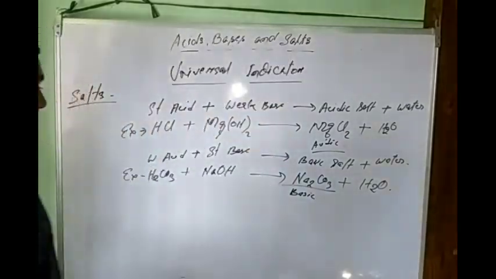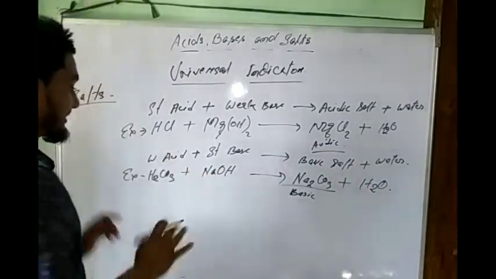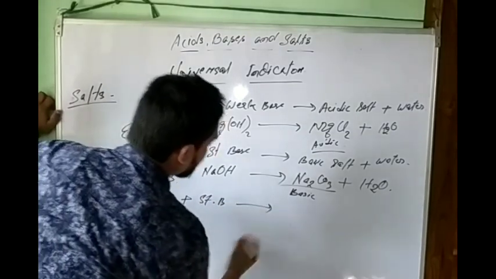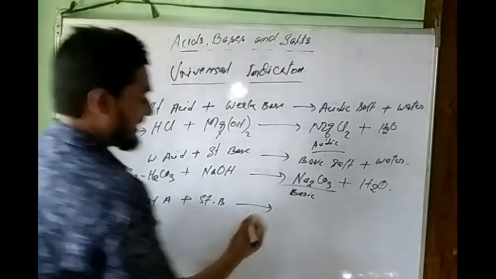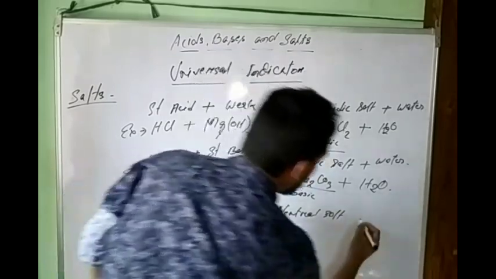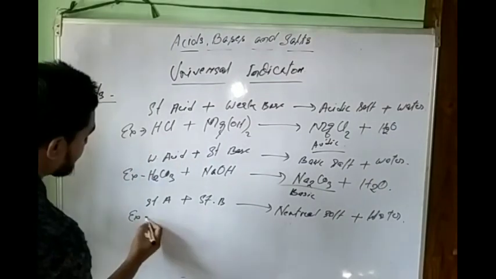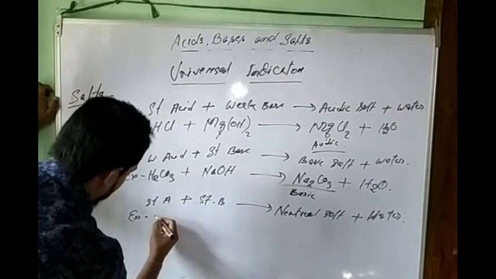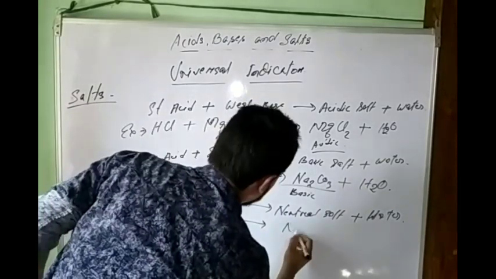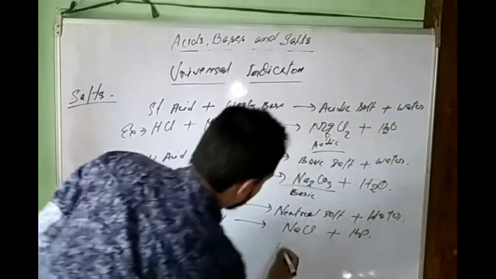Now again, if both the acid and base have equal strength, that means if a strong acid reacts with a strong base, what will be the nature of the salt? It will be neutral in nature. Neutral salt, water is common. For example, the strong acid hydrochloric acid and the strong base sodium hydroxide react together and form sodium chloride, common salt, and water. This is neutral in nature.